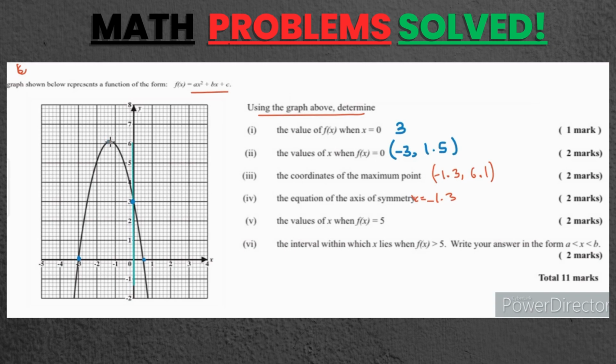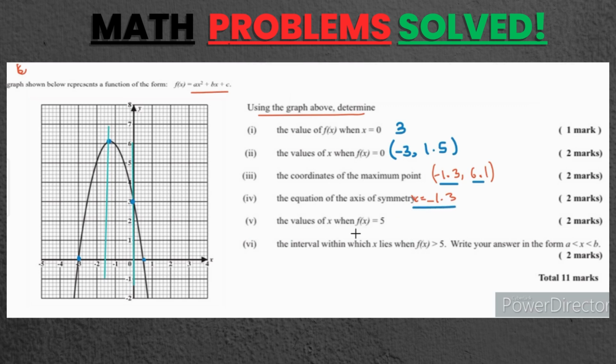Then the coordinates of the maximum point. This is the maximum point, right? And if we look at the coordinates of this point, it's negative 1.3 and 6.1. The equation of the axis of symmetry. What do you mean by axis of symmetry? This line, right? And the equation of this line is x equals negative 1.3.